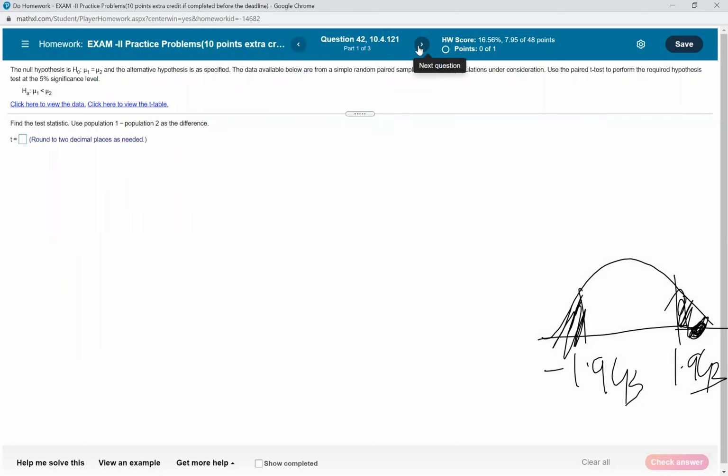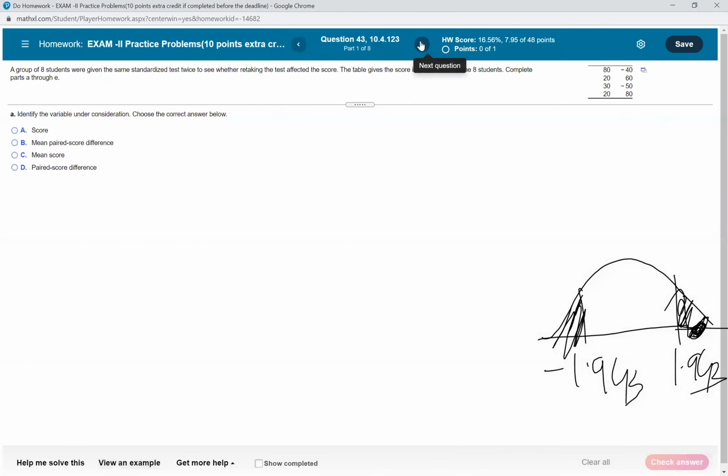So this is also a paired sample. You have the data, you have the T table. So this is also a similar type of problem, so I'm not going to solve this one. Identify the variable under consideration, choose the correct answer below.